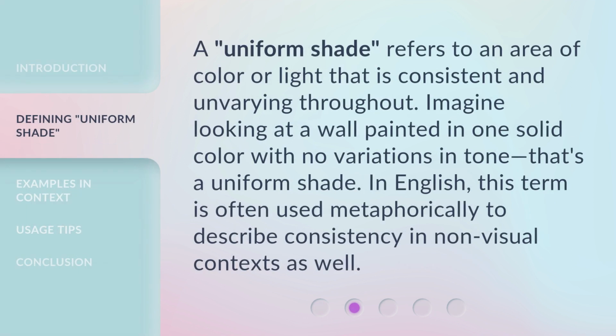A uniform shade refers to an area of color or light that is consistent and unvarying throughout. Imagine looking at a wall painted in one solid color with no variations in tone. That's a uniform shade. In English, this term is often used metaphorically to describe consistency in non-visual contexts as well.